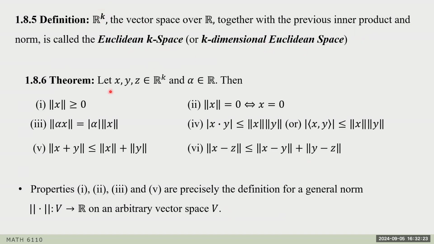And we have a bunch of properties for this norm. Okay, so remember these properties. We'll recap all these properties again in the next chapter, because we'll see that some of these properties are very closely related to that for a metric. Okay, because the norm is closely related to how a metric works. So I put here properties 1, 2, 3, and 4. Oh, sorry, 1, 2, 3, and 5 are precisely the definition for a general norm on an arbitrary vector space.